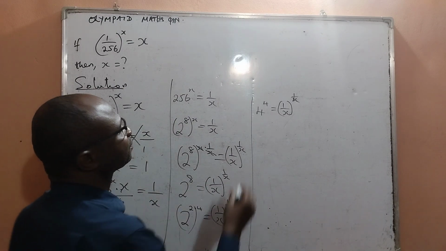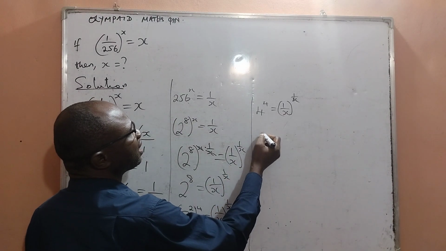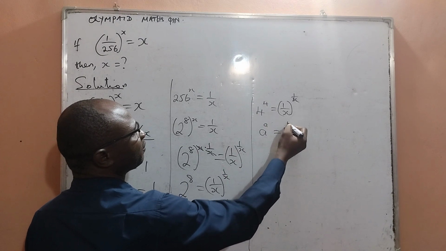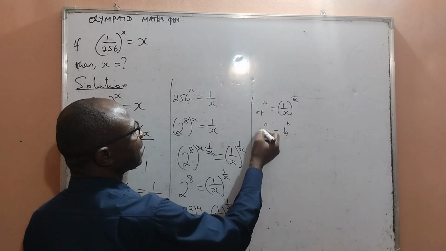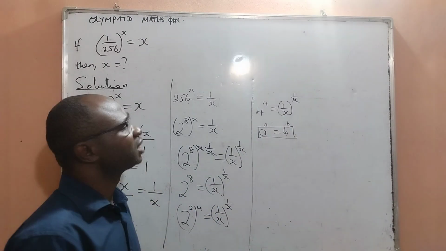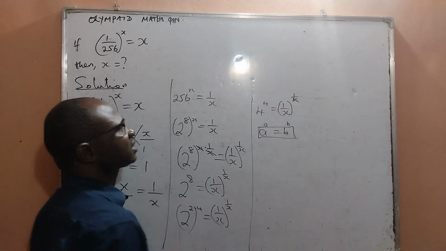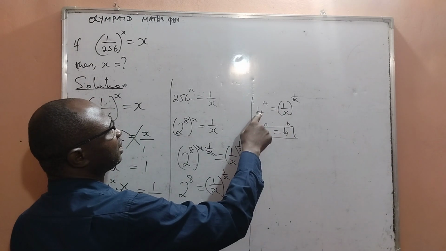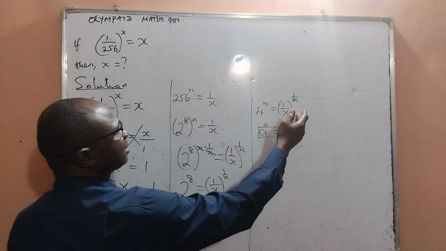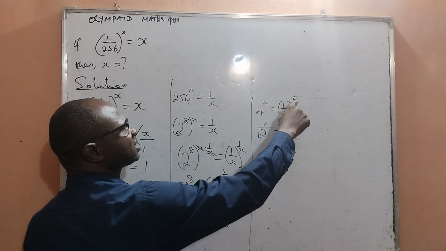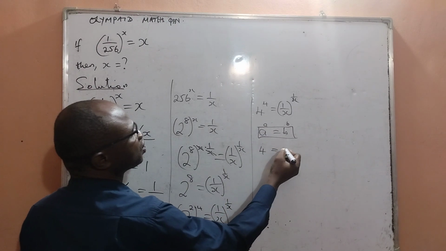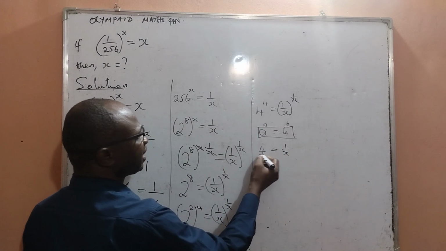Now, moving forward, if I have a to the power of a equal to b to the power of b, it implies that a is equal to b. Okay? Therefore, the same thing can be applied here. The base is the same thing as the power, and on the right hand side, the base is the same thing as the power. So I can now write 4 is equal to 1 all over x.